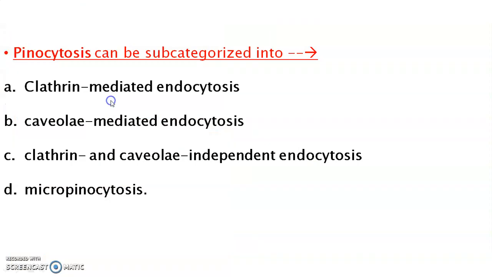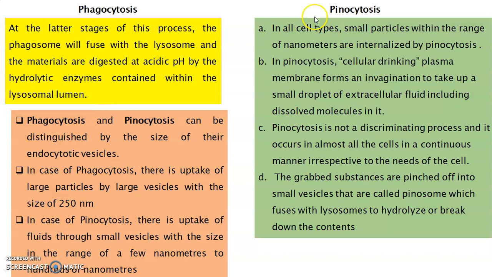In case of pinocytosis, in all the cell types, small particles within the range of nanometers are internalized by the pinocytosis mechanism. In this process, the cell drinking mechanism, the plasma membrane forms invagination to take up a small droplet of extracellular fluid, including the dissolved molecules in it. Pinocytosis is not a discriminating process and it occurs in almost all the cells in a continuous manner, irrespective of the needs of the cell. The grabbed substances are pinched off into small vesicles that are called pinosomes.